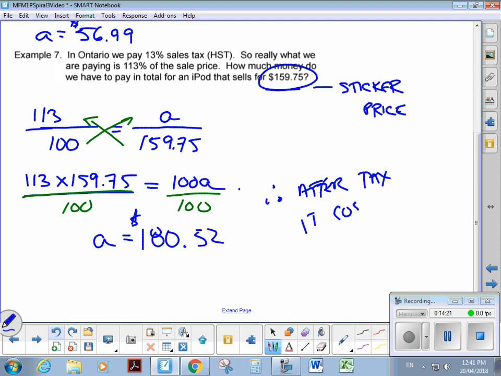So therefore, after tax, it costs $180.52. So instead of figuring out what's 13% of 159 and then adding it to the 159, this method allows you to skip right to a final answer because you are including the 100%, what I have to pay, plus what I owe the government. So that's why it's 113.